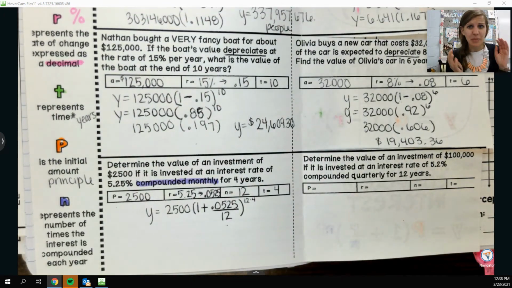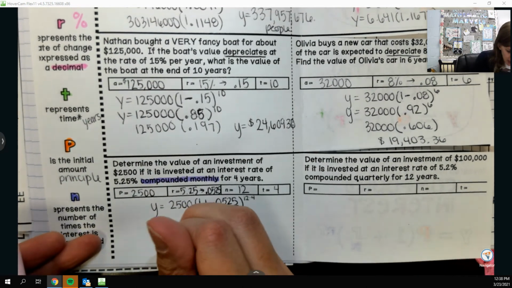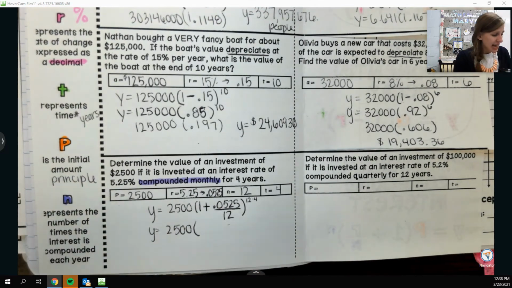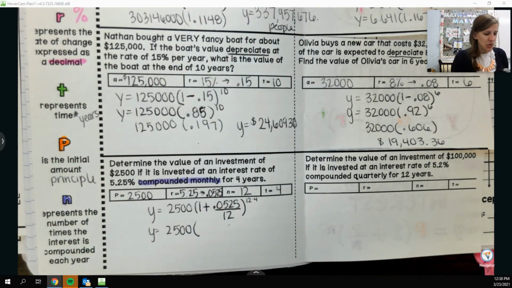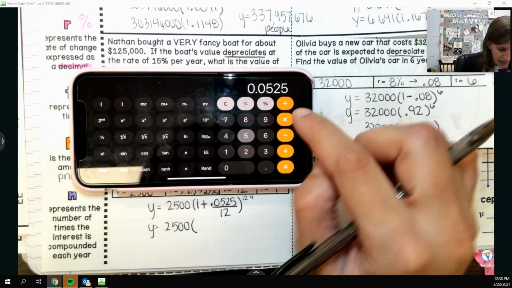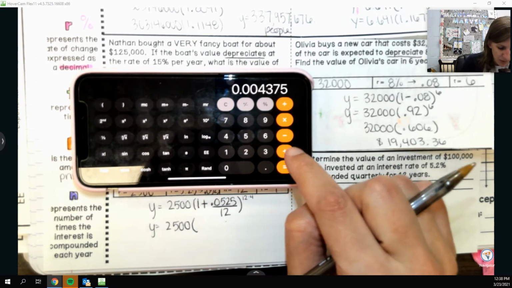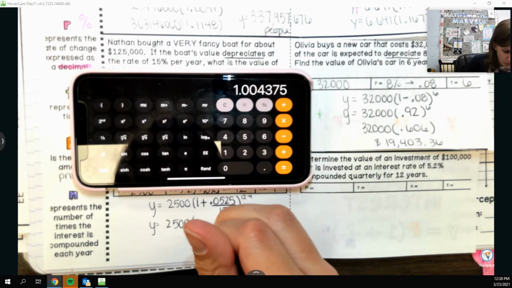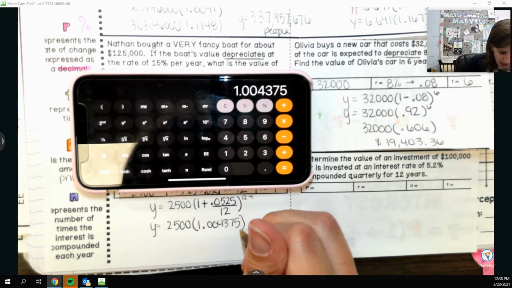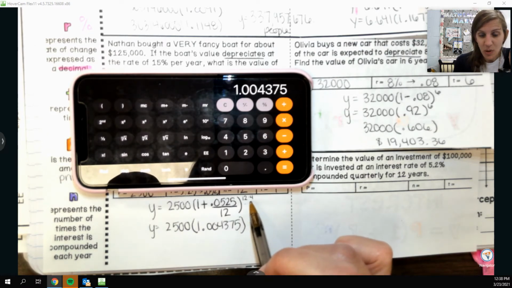So there's kind of a little bit more to simplify here. Inside my parentheses, like we were doing before, I do need to add, but before I can, I need to divide. So I'll first need to do that 0.0525 divided by 12, and then add that with my 1. So 1.004375. Now also up in my exponent, I can do that little math right there, 12 times 4 is just 48.